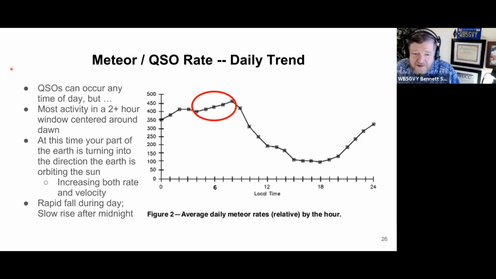And the reason for this is it's the time when your part of the Earth is rotating, turning into the direction of the orbit of the Earth as it's orbiting the sun. And this increases both the rate and relative velocity. Then as you can see on the chart, there's a rapid fall during the day. Basically, my experience is it falls off very rapidly. If you've slept late and missed 7 o'clock, then you might as well wait till the next day. And you can also see there's a slow rise after midnight.